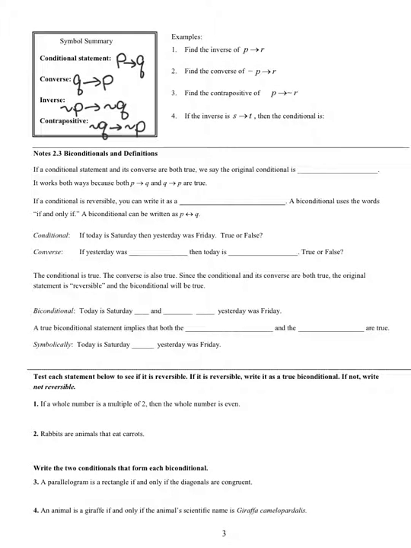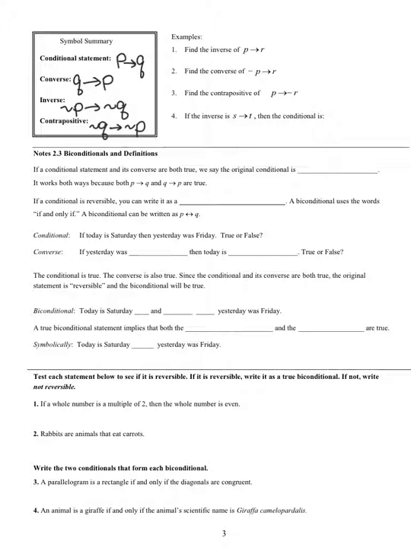Hi guys. Today we're doing the 2.3 notes on biconditionals and definitions. Last time, in 2.1 and 2.2, we talked about conditional statements, and then we had the converse, inverse, and contrapositive, right? So if you see, we had this symbol summary: a conditional statement P implies Q, the converse Q implies P, right? You switch them. The inverse, you negate them both. Contrapositive, you switch and negate.